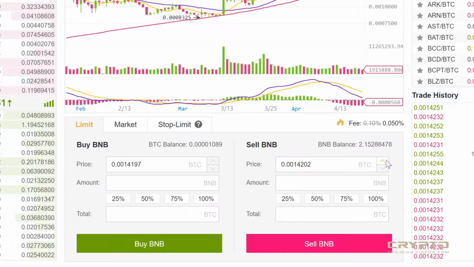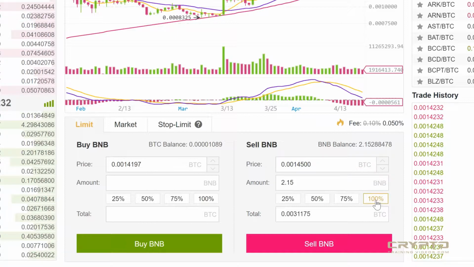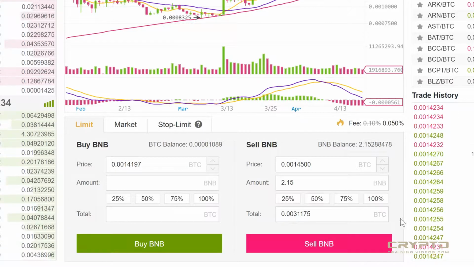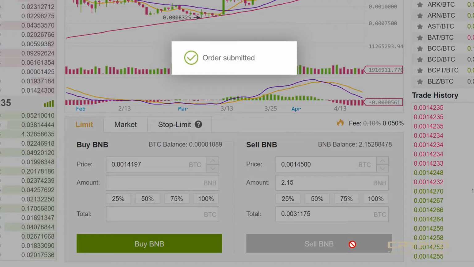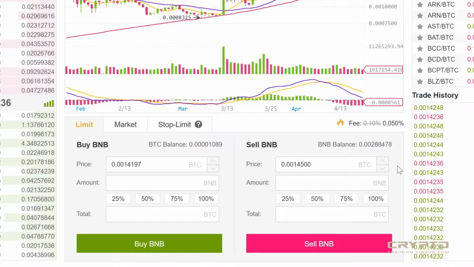But I don't want to sell for this price point. I want to get more for it. So I'm going to go to these little arrows here and either click them and move that price up, or I can simply change it manually right there. Boom. So I like the price of $12.89 much better. Basically, I'm willing to say, I'll sell you my Binance Coin, but I want $12.89 for it. And I'll sell you all of it. So I'll click the 100% tab here. Everything looks good to me. So what I'm going to do is click the red button and boom, order was submitted.